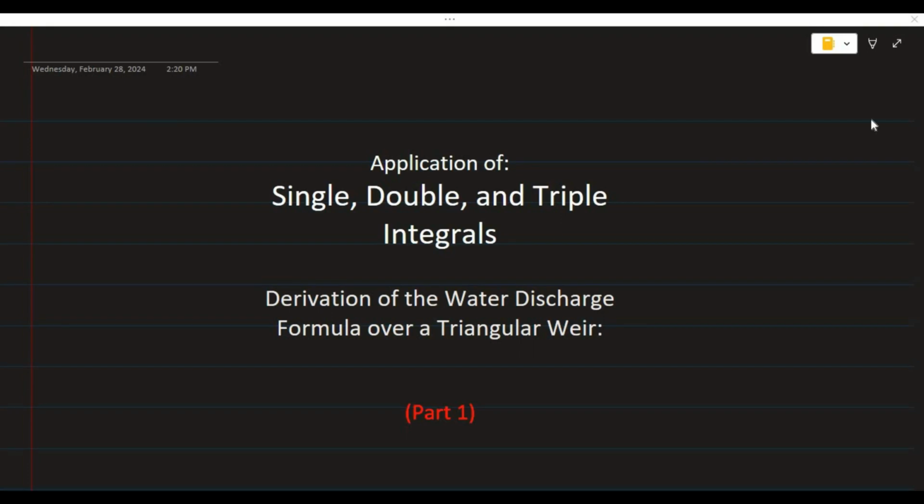Okay, let's delve into using calculus along with physics to tackle some real-world challenges. In this video, we are going to explore this topic from 3 different perspectives, employing single, double, and triple integrals individually to arrive at the same equation for calculating the water discharge over a triangular weir in a channel.